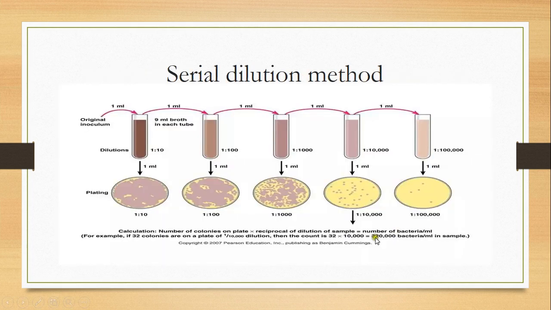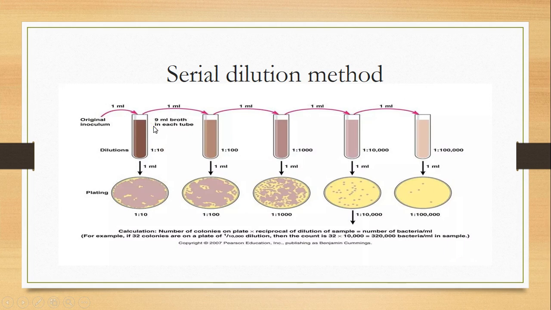This is the process of serial dilution. It starts from the original inoculum, meaning the actual bacterial culture. 1 ml of this bacterial culture is diluted into 9 ml of the broth, which provides the energy resource to the bacteria, and represents a dilution of 1:10. If you plate 1 ml of this dilution, the plating shows this kind of growth, meaning excess of growth which cannot be easily counted.